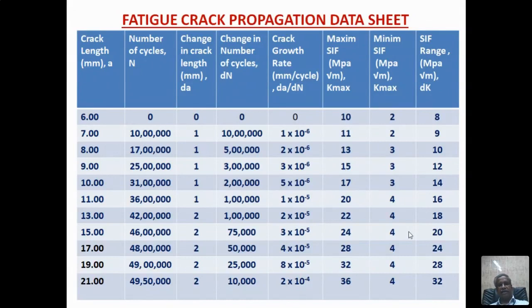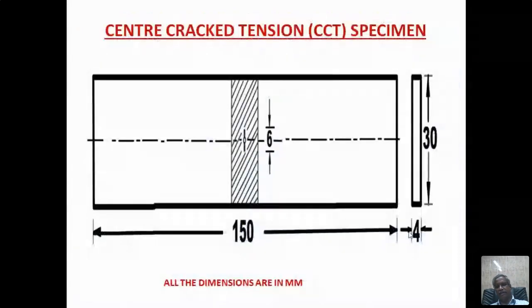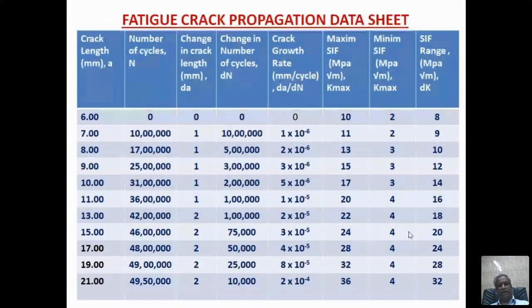So what is the change in crack length? You see here, the crack length is increasing from the initial starting point. The specimen has a 6 millimeter crack length. From 6 millimeter, it has gone to 7 millimeter. How much time does it take? It takes 10 lakh cycles. After 10 lakh cycles, the crack has grown from 6 millimeter to 7 millimeter. For the next one, 7 millimeter to 8 millimeter, another 1 mm, it has taken from 10 lakh cycles to 17 lakh cycles, and 8 to 9, 25 lakhs.